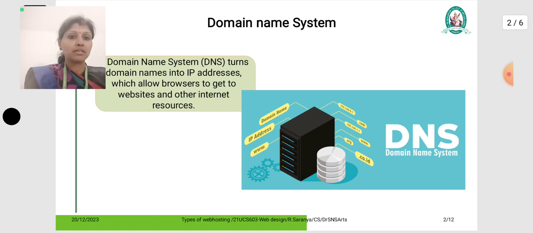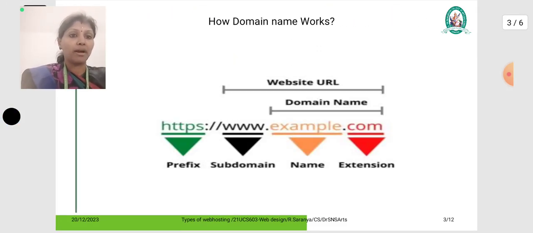Actually, the domain name system turns domain names into IP addresses in order to allow web browsers to get to websites and other internet resources. So domain names include the domain name, IP address, www dot, and then we have lots and lots of domain names respective to our type of websites. We are going to choose our domain name. Now let us see how a domain name works.